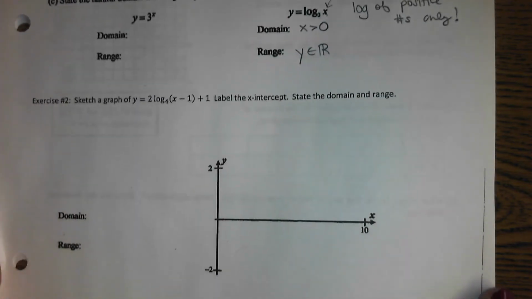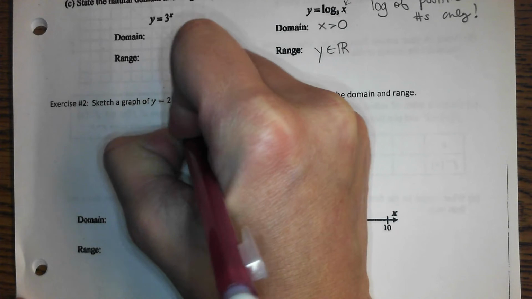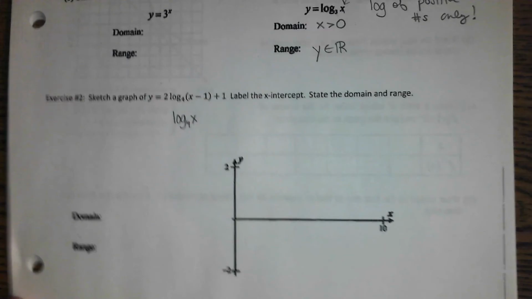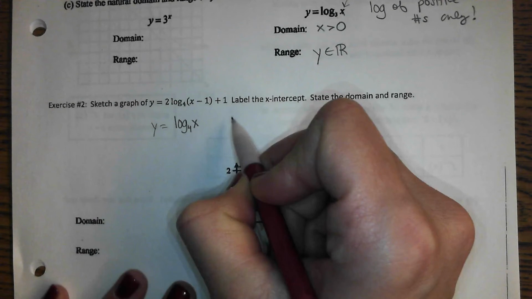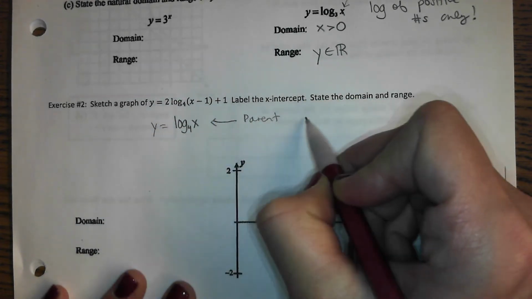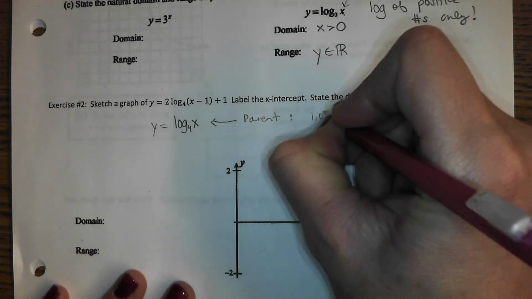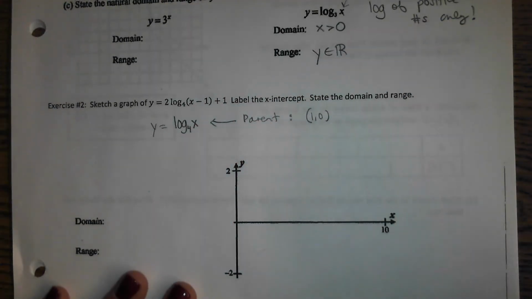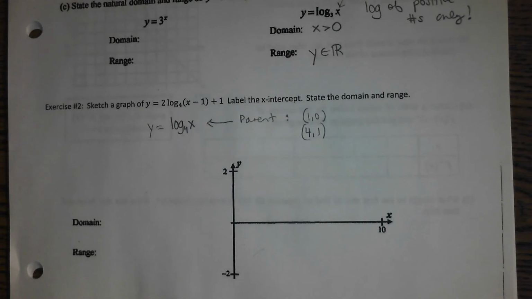Okay, so now graphing logs with some transformations. The parent graph here is log base 4 of x, which means it contains, and I'll write parent next to this one. Our parent graph contains 1, 0, and b comma 1, which would be 4 comma 1. Those are the points on our parent graph.